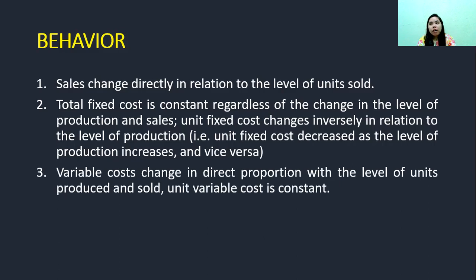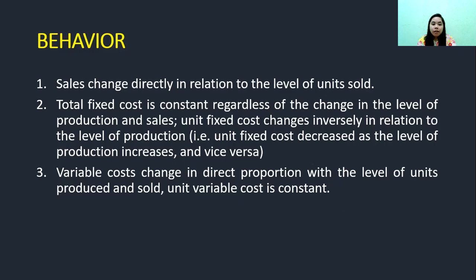Variable cost in terms of total, now there is a direct proportion or there is a direct relationship between the level of units produced and sold and variable cost. Why? The more you produce, the more variable cost you incur. The less you produce, the less variable cost you incur. We have examples of variable cost. That is your direct materials and direct labor. If you produce more, you require more direct materials. You require more direct labor. If you produce less, you require less direct labor. You require less direct materials.